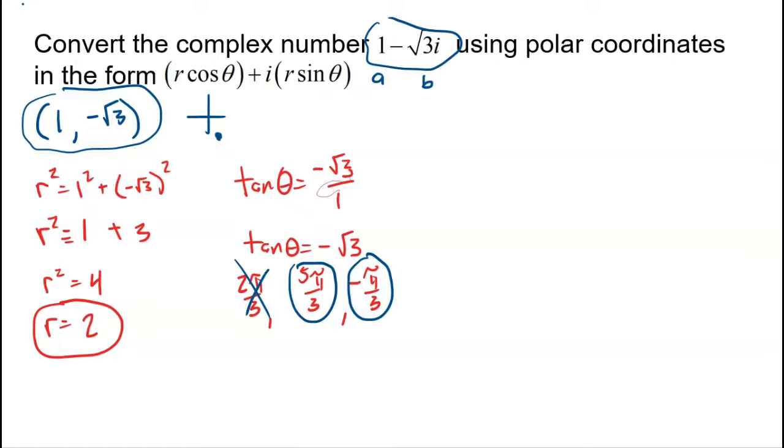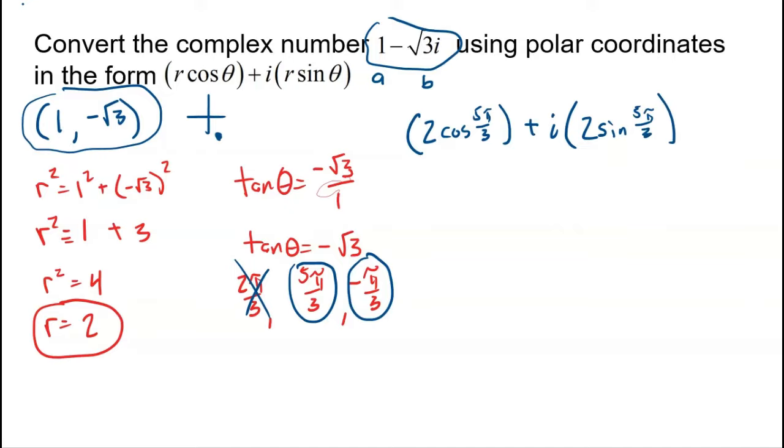So in polar form, we have 2 times cosine of 5 pi over 3 plus i times 2 times sine of 5 pi over 3. Not too bad there. Hopefully that all makes sense.